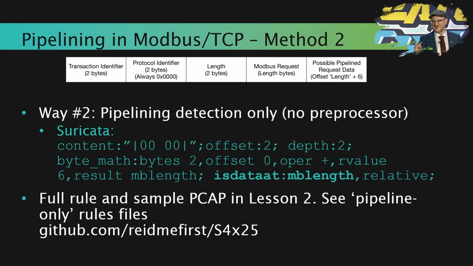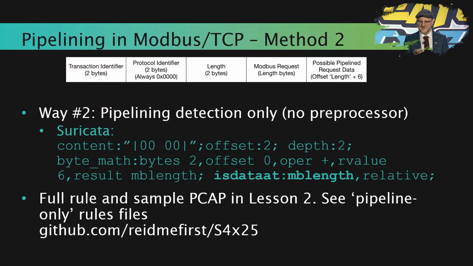Then I'm going to extract the length field using this byte math statement, and then I'm going to add 6 to the length field, because the length field doesn't count the header bytes, which there are 6: a 2-byte transaction identifier, a 2-byte protocol identifier, and a 2-byte length. That's not counted in the length. But then I'm going to see if there is data in this packet at that offset. That's what that "data at" statement means.